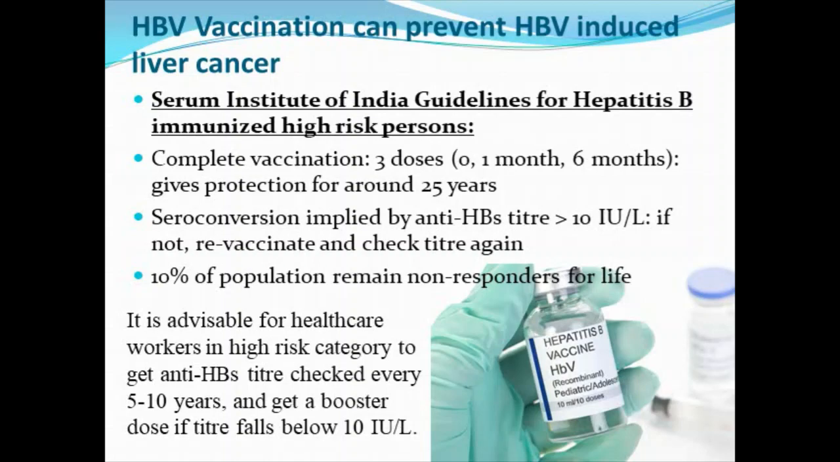And if the titer is not more than 10 IU per liter, then we have to revaccinate that person and check the titer again after a whole course of revaccination. But again, after the second course of vaccination, around 10% of the population remain non-responders for life. It is advisable for healthcare workers in the high-risk category to get the anti-HBs titer checked every 5 to 10 years and get a booster dose if the titer falls below 10 IU per liter.